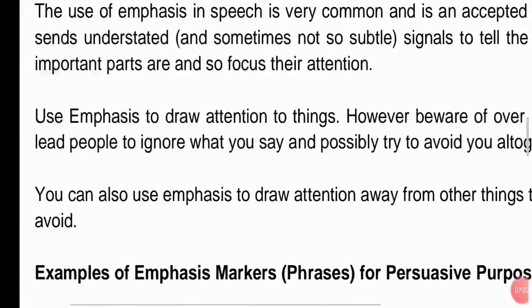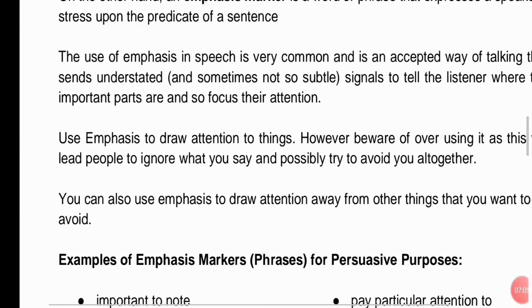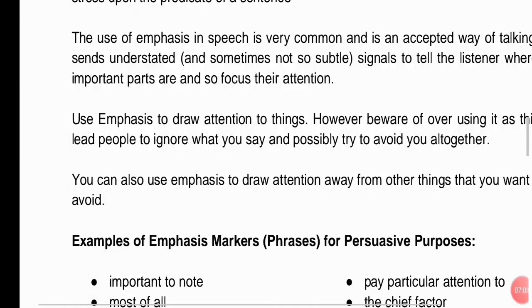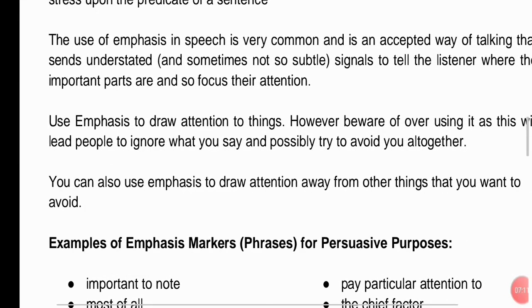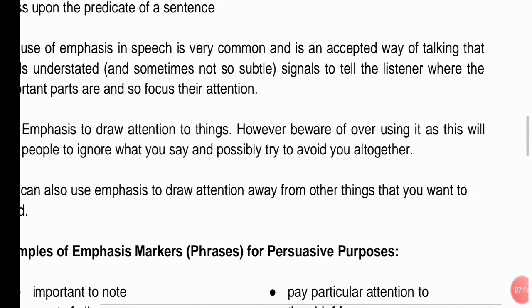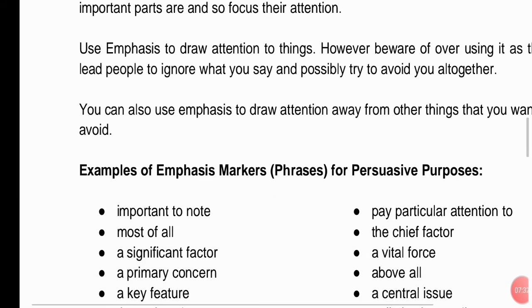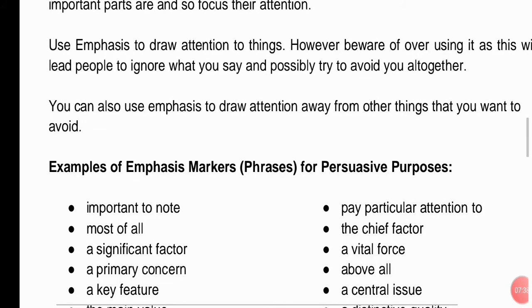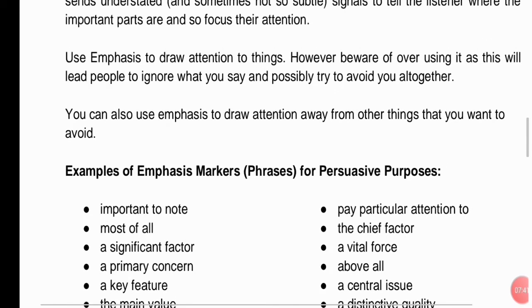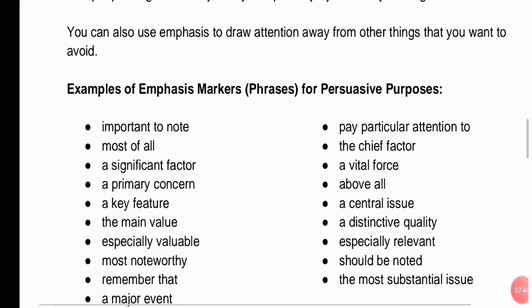We use this emphasis to draw attention to things. However, beware of overusing it, as this will lead people to ignore what you say and possibly try to avoid you altogether. It is very important that we use emphasis markers in our persuasive essays, but not too much. Okay, not too much. Because we can mislead our readers, no? And they will totally ignore, they will not read what we wrote. You can also use emphasis to draw attention away from other things that you want to avoid.